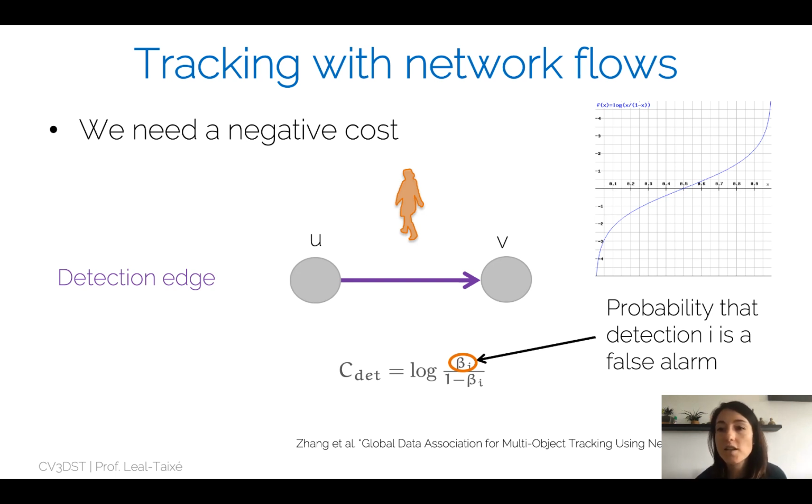This is essentially the shape that we will get with such a function. So you see that it crosses at 0.5. So essentially 0.5 is the middle point where basically you're not really sure whether this is a detection or not. And anything below, which means that your detector is very confident, means that you will get more and more negative cost.